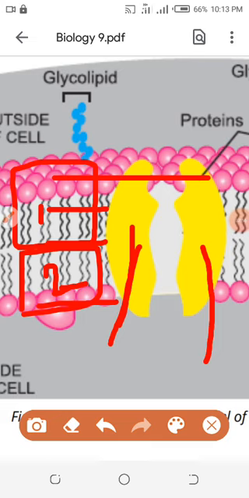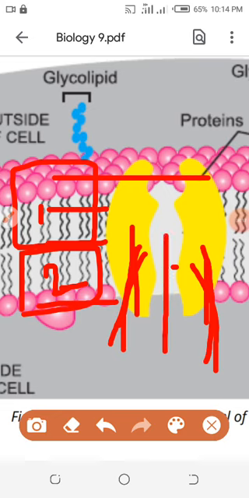This yellow color protein may be a transport protein, it may be a channel protein. In senior classes I will tell you the difference between transport protein and channel protein. At your level I would like to explain that it is the door of the cell. Just like yellow is one door, and this is also one door, and molecules will enter through the space between these doors. Some molecules will be allowed to enter into the cell and some molecules will not be allowed.